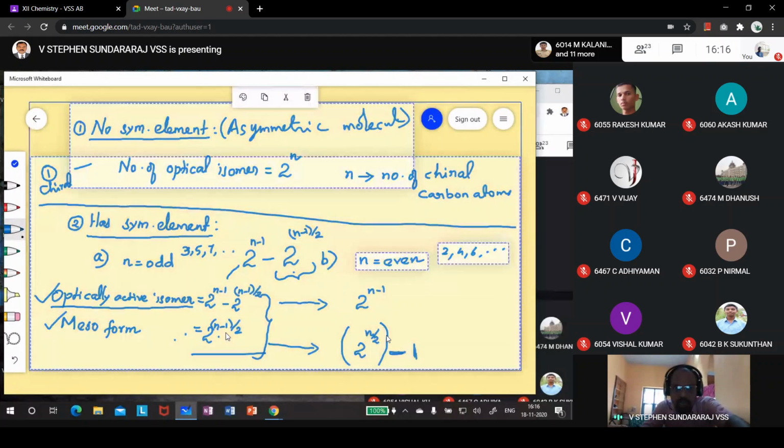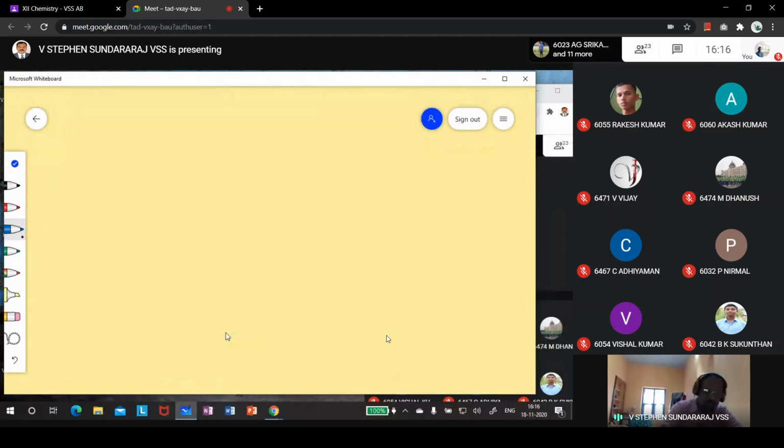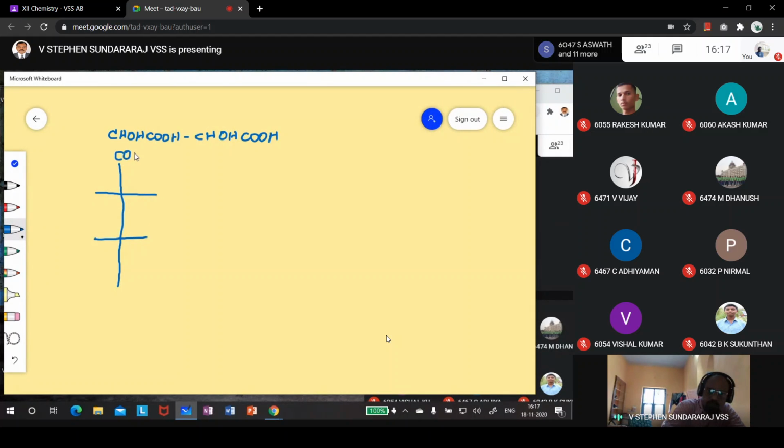For the mesoform explanation, I will take tartaric acid. Tartaric acid is COOH, CHOH, CHOH, COOH. I will go for the Fischer projection formula. In this vertical line, at the top the highly oxidized COOH, and this side one hydrogen, this side one OH. This is a carbon, the intersection. This is a chiral carbon.